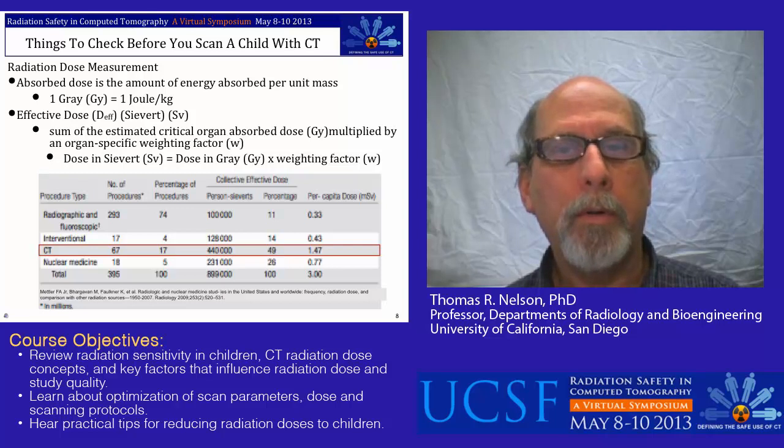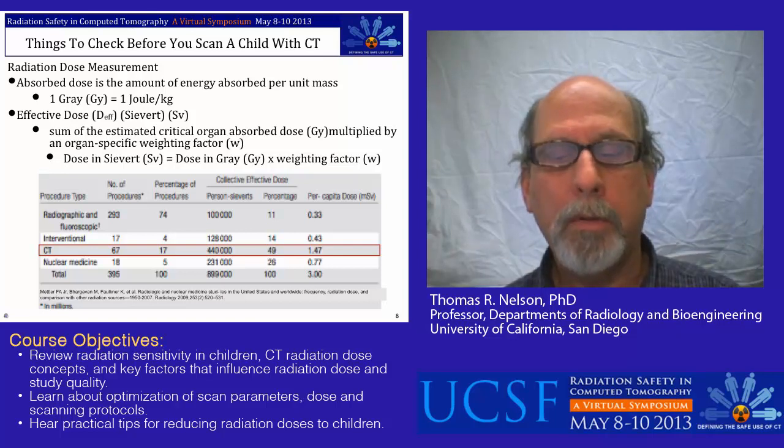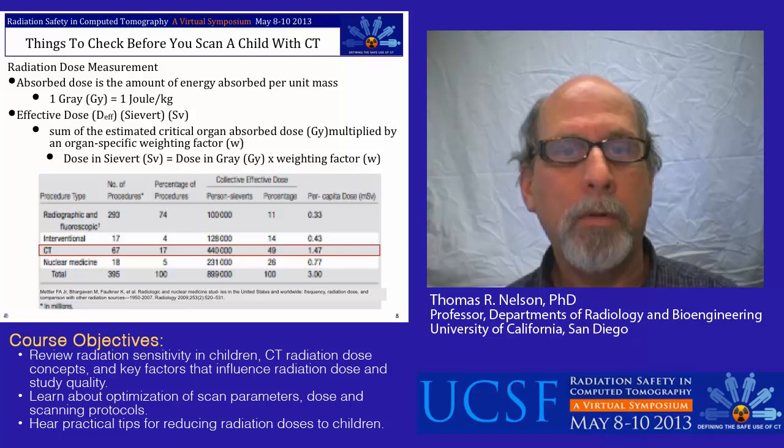Radiation dose is measured in CT in units of absorbed dose, which is the amount of energy absorbed per unit mass. We use a unit of 1 gray, which is equivalent to 1 joule per kilogram. We also report an effective dose, which is reported in units of sievert, and that is the estimated critical organ absorbed dose multiplied by an organ-specific weighting factor. As can be seen in the table below, CT contributes the greatest per capita dose of all the radiological studies, and once again, its use is growing, so we need to be very careful in our protocol development.